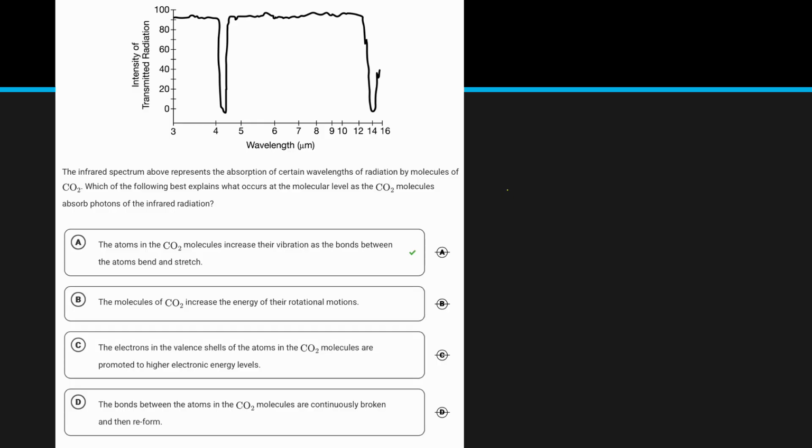All right, the infrared spectrum above represents the absorption of certain wavelengths of radiation by molecules of CO2. Which of the following best explains what occurs at the molecular level as the CO2 molecules absorb photons of the infrared radiation? So I know the last couple ones have been about IR, and we know IR radiation is associated with transitions in vibrational levels. So the answer would be A, which is talking about the atoms bending and stretching.